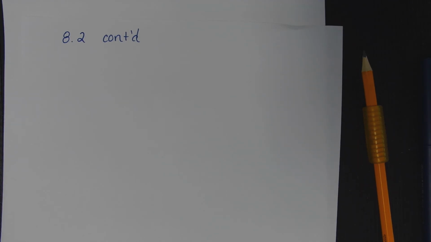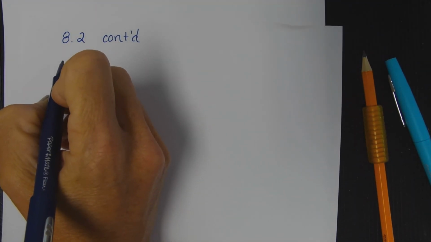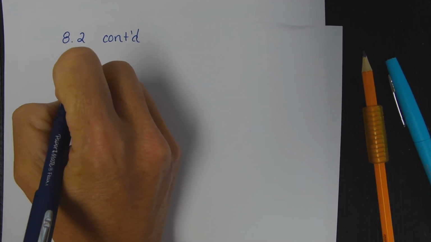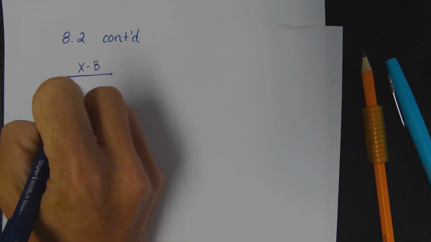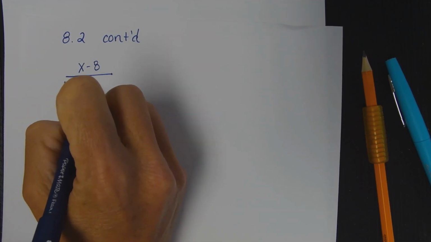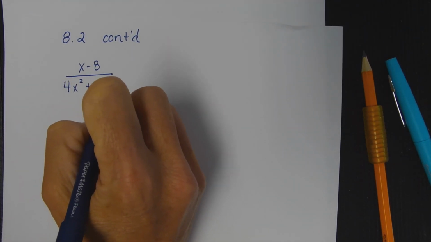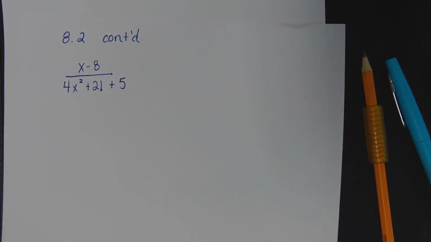Okay, let's write this down. Gotta make sure. All right, x minus 8 over 4x squared plus 21 plus 5. No.